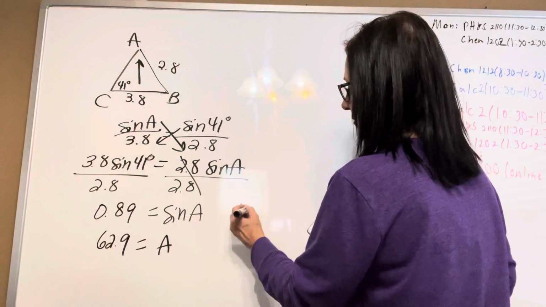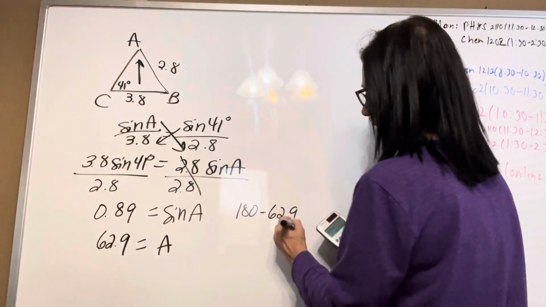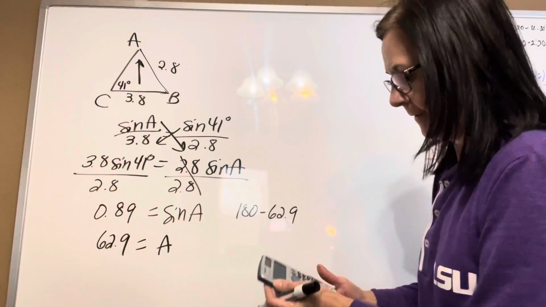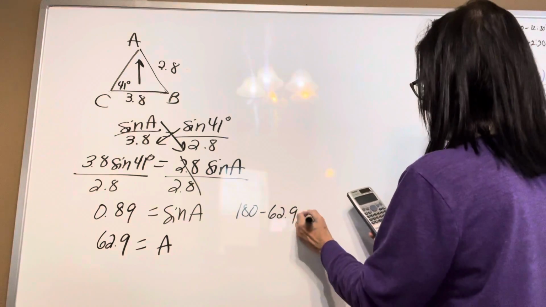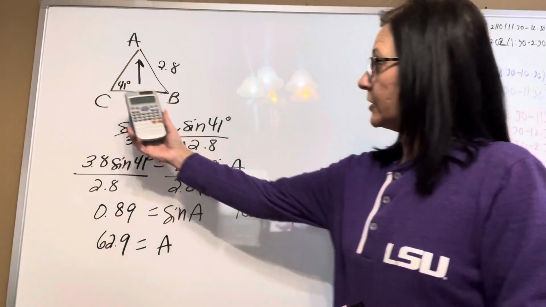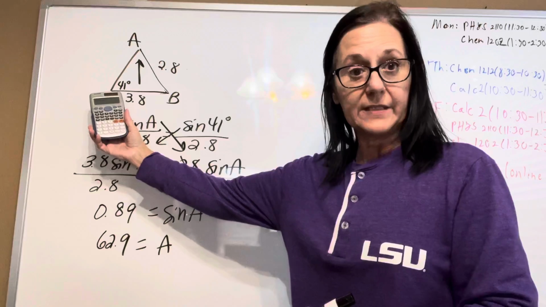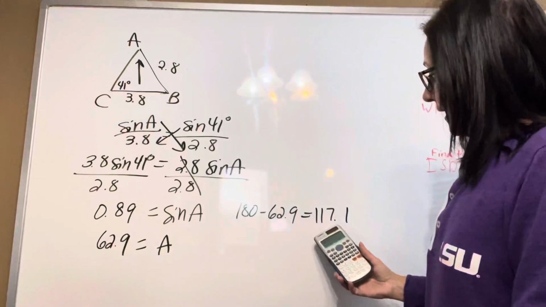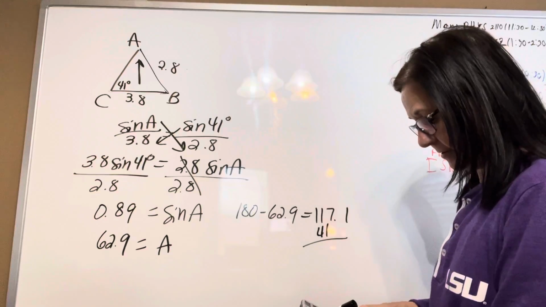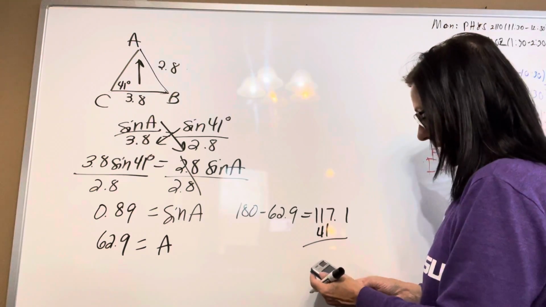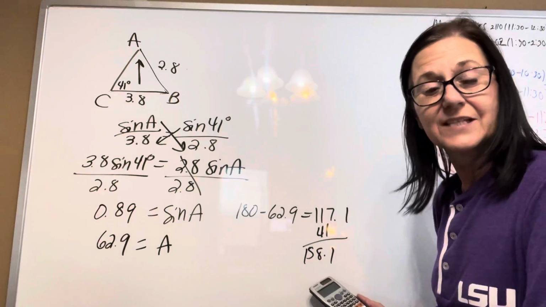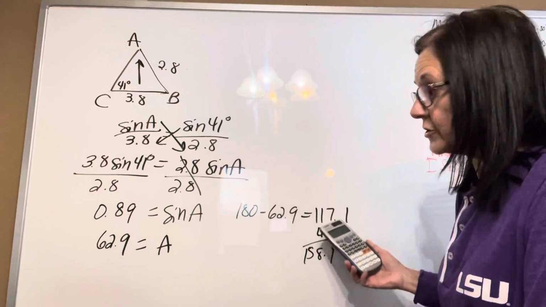All right, so now is when I decide, are there two options? So I take 180 minus 62.9, and that equals 117.1. I look at this angle and I look at the 41 degree angle that's given. When I add these together, it equals 158.1. It doesn't exceed 180 degrees. So there are two options.